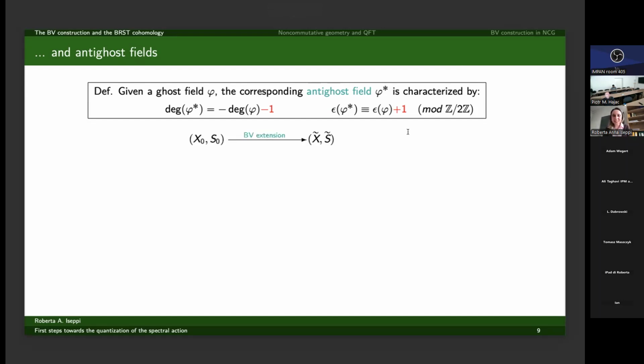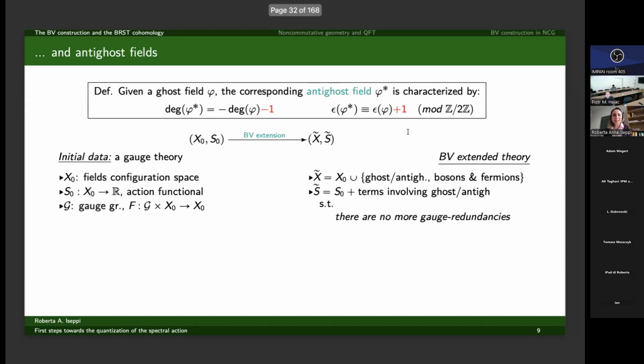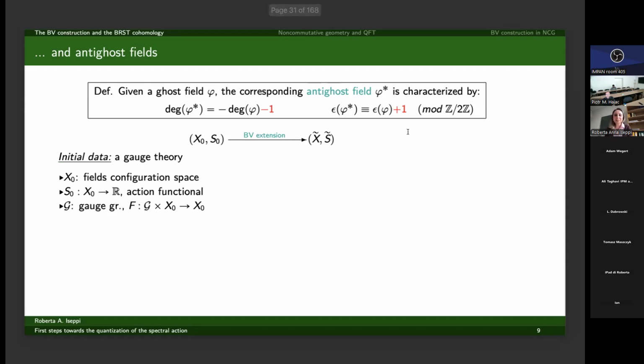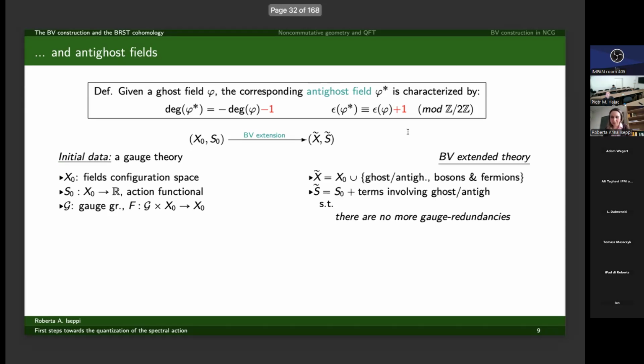Okay, so let's just try to point out what the first step is. We start from our theory, which is our gauge theory. We have a configuration space, an action functional, and a gauge group.